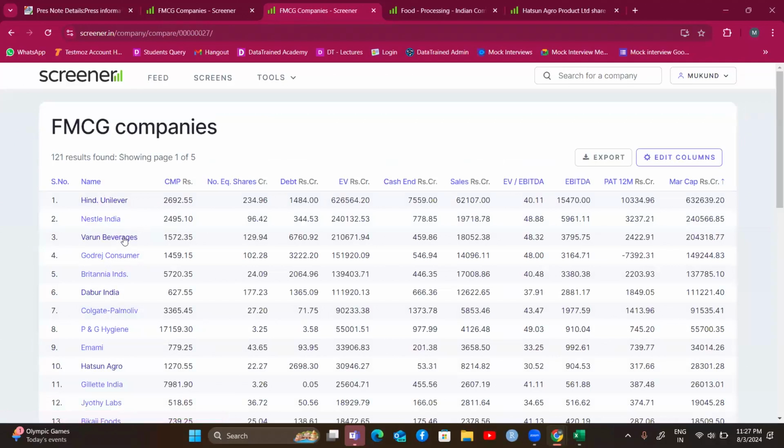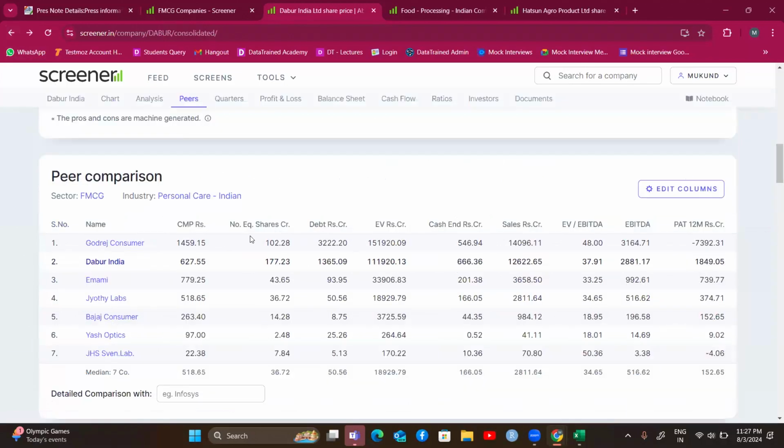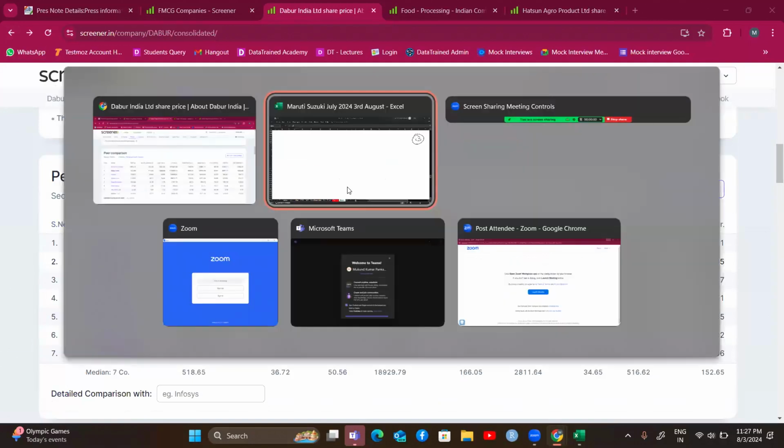It has many common peers and close peers associated with it. So we will go with Varun Beverages. Oh, sorry, not Varun Beverages, but Dabur. So we have finalized the company. We will be going with Dabur.